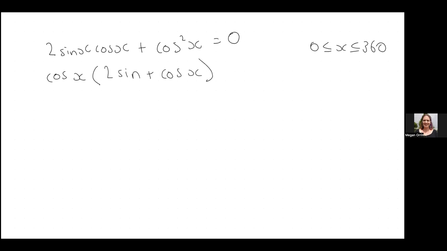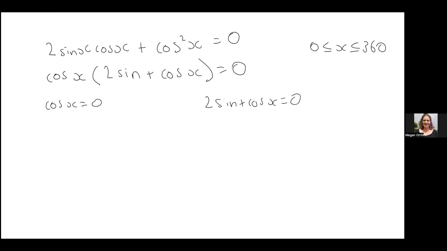Now this is going to do exactly what the last one did. I've got 2 separate things and I'm going to solve them separately. So I'm going to think about this one equals 0, and then I'm also going to think of this as equaling 0. So let's start with this one.